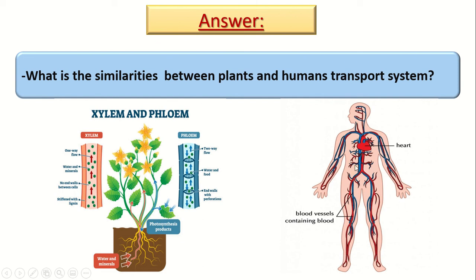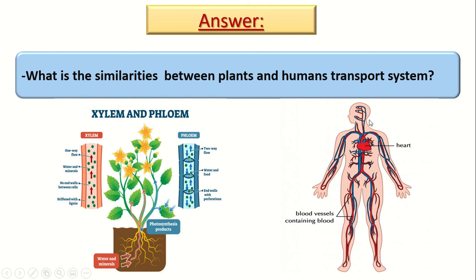What are the similarities between the human circulatory system and the plant? Why are we talking about the circulatory system? Because the circulatory system has arteries and veins, and the arteries and veins are similar to xylem and phloem in the plant. So there are similarities between plants and humans.